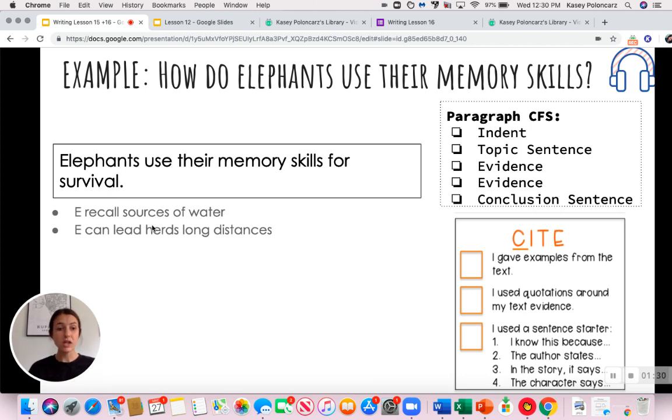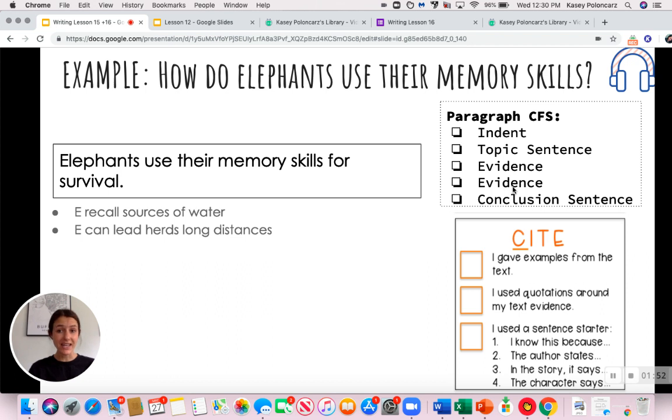The first part of our paragraph is that we always indent. That's the two fingers down on the first line. Then I copy my topic sentence directly from the back. Directly means I'm copying it word for word. So I'm copying my topic sentence down. Then I go through and I do my evidence.